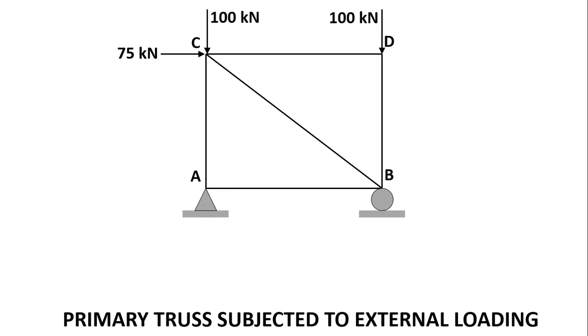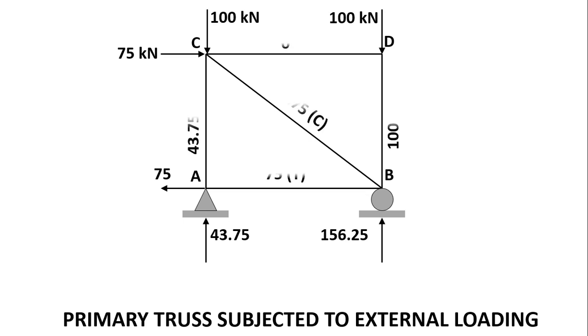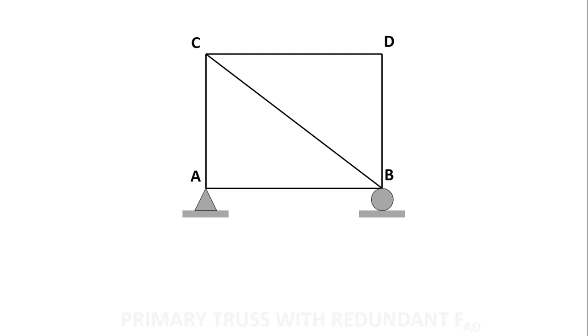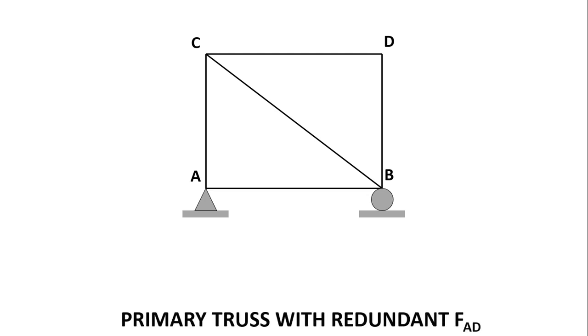Okay, so tinanggal na natin siya. So this is the primary truss subjected to external loading. So by summation of forces and summation of moments, makukuha natin yung mga reactions. Then, by means of this, kaya na natin kunin yung mga member forces. These are as follows. Okay? So next, primary truss with redundant force AD.